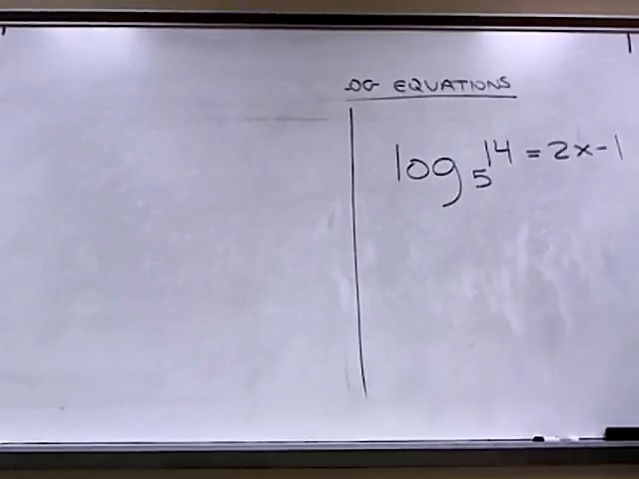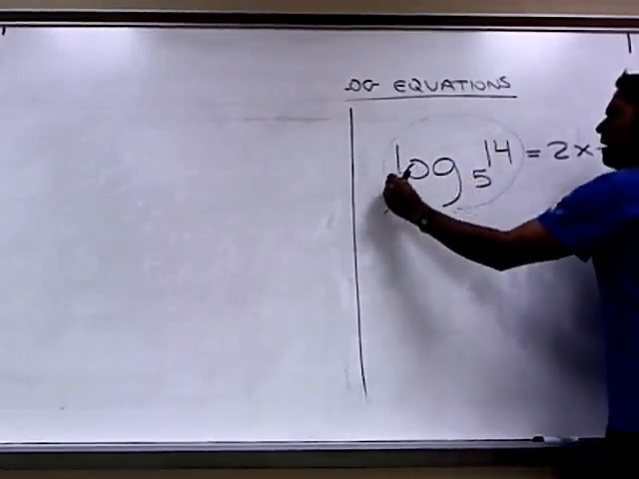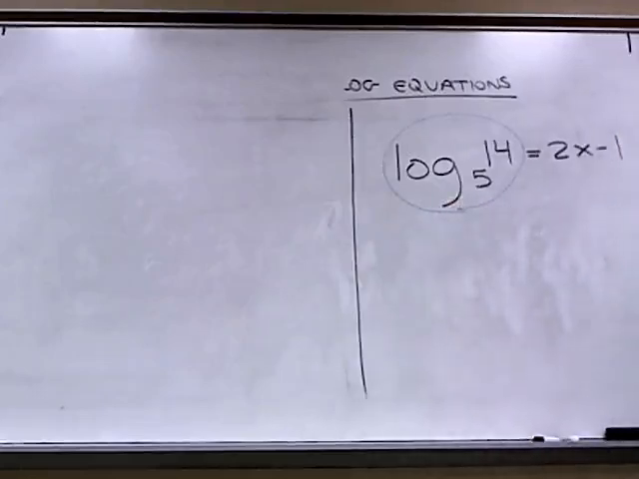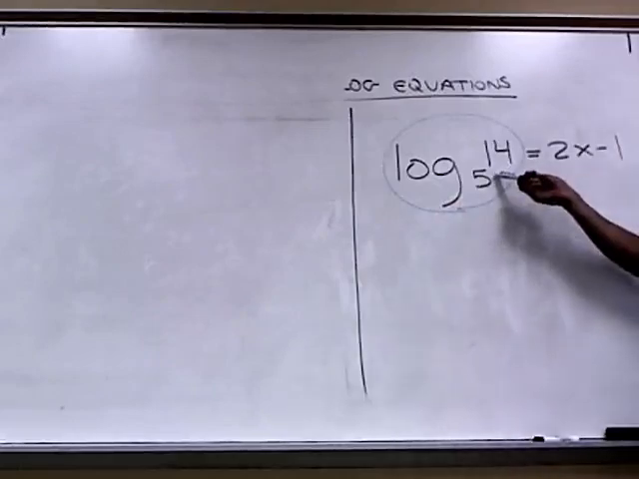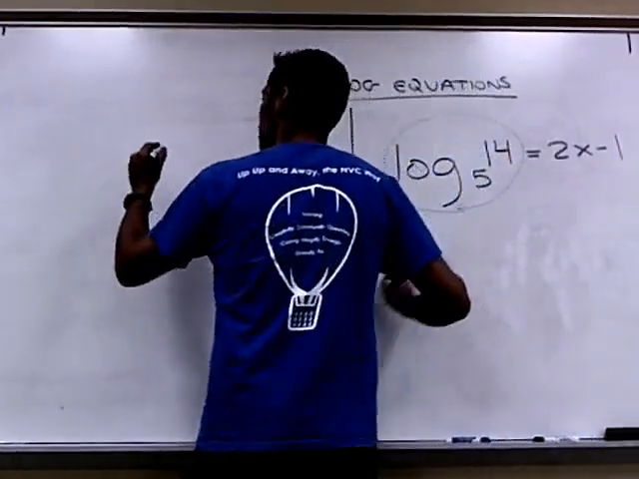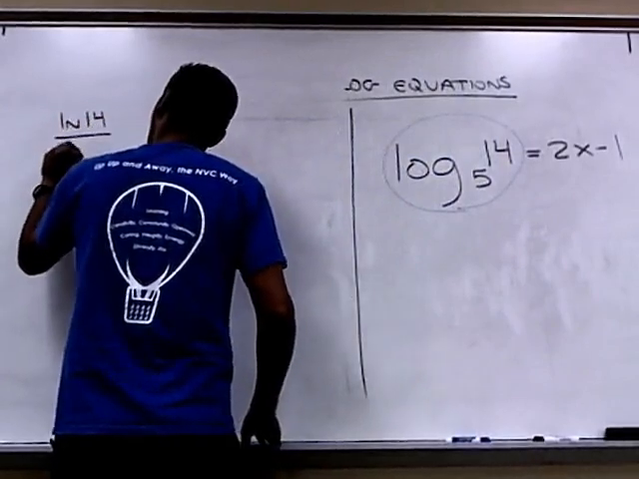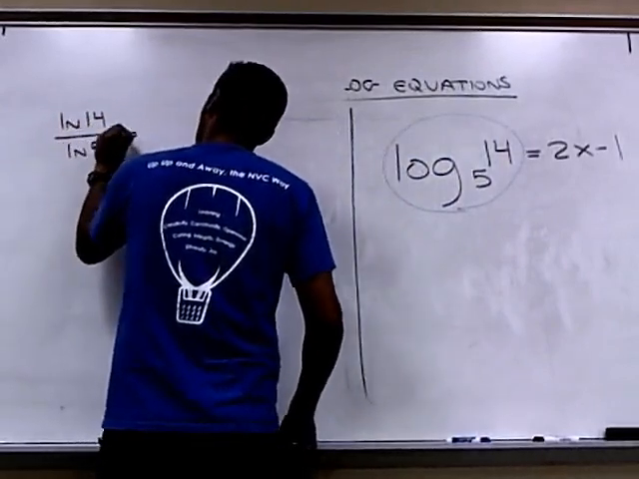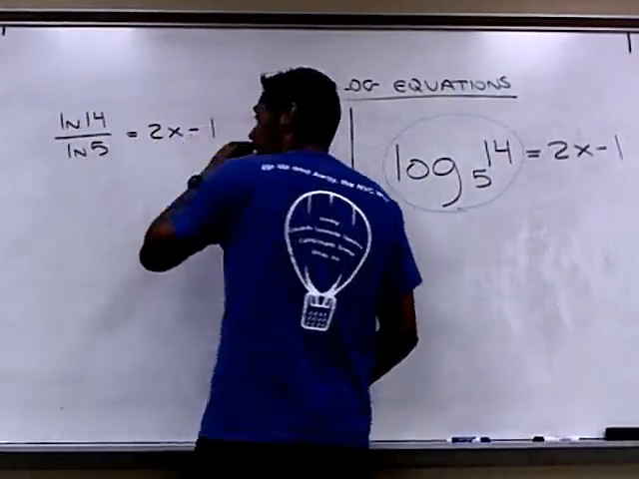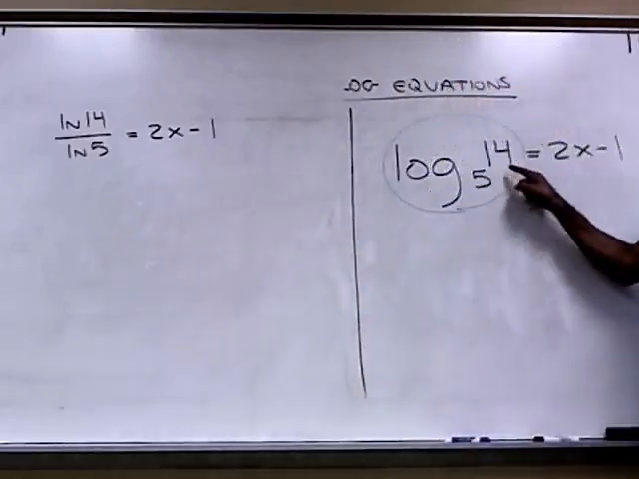That's the change of base formula. That's a formula I just gave you, isn't it? Isn't that something you can compute on your calculator now? So I'm going to rewrite this. The left side should be natural log 14 over natural log 5 equals 2x minus 1. Everyone agree with that? Change of base formula right there.